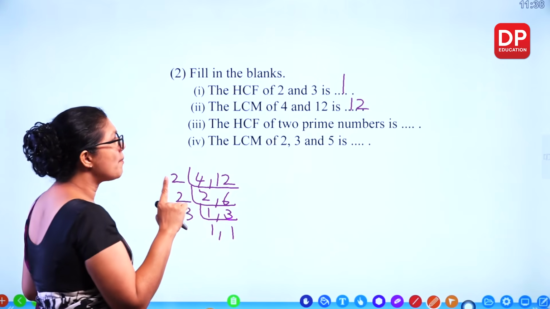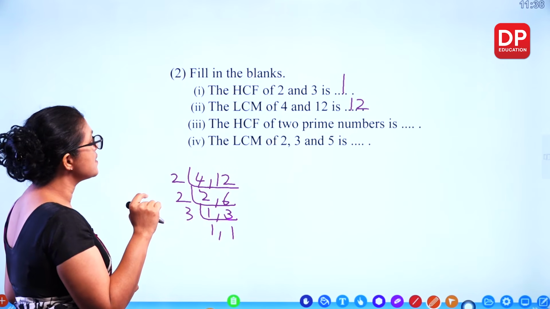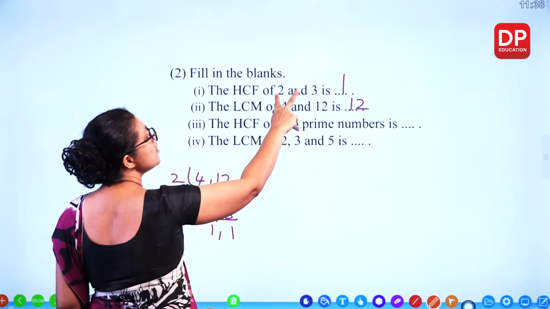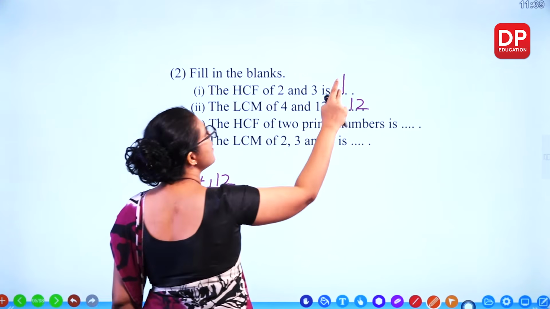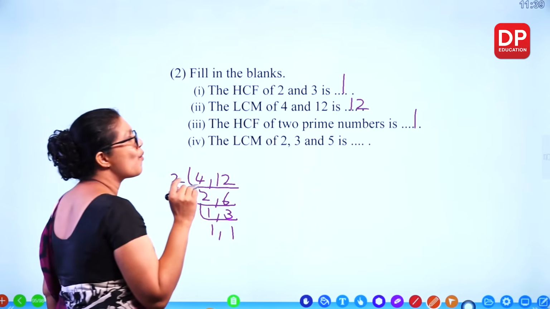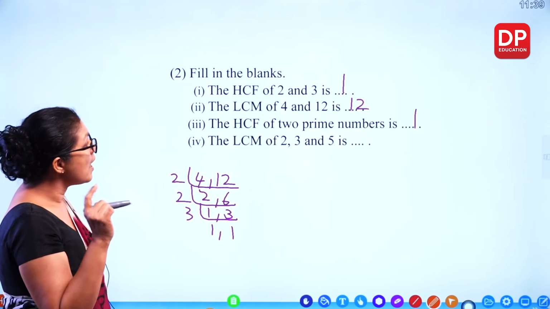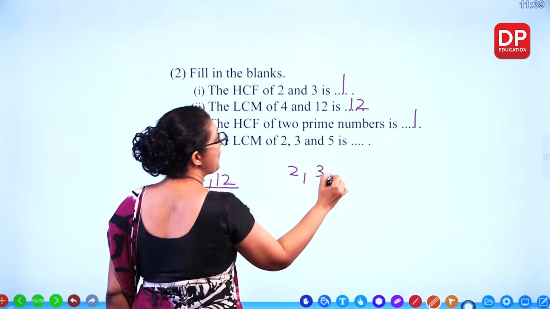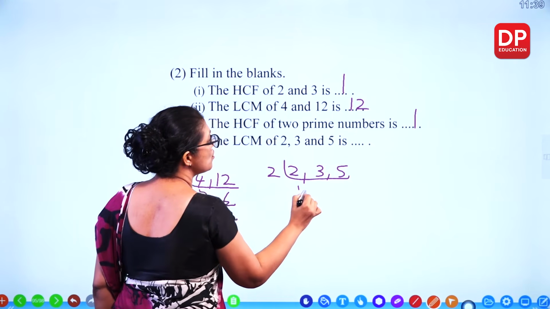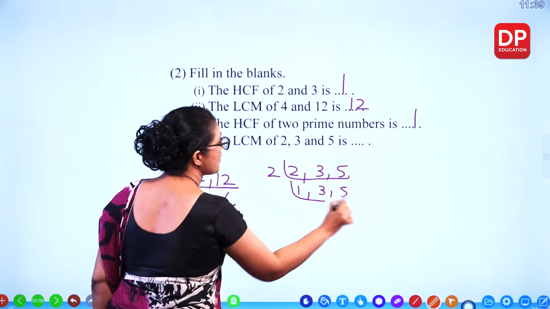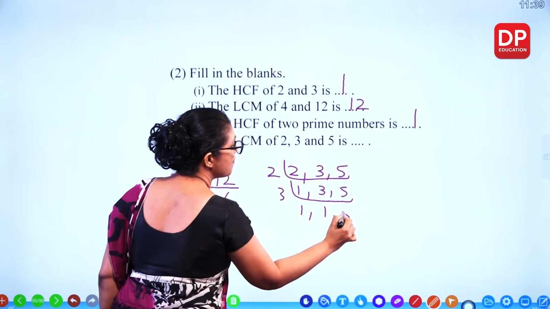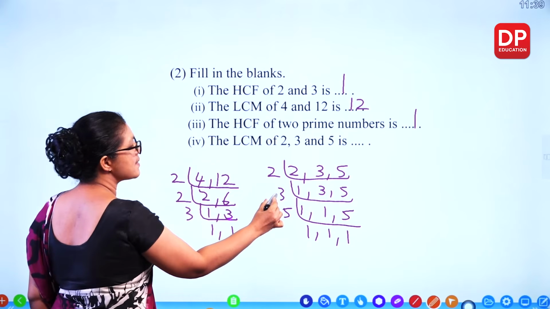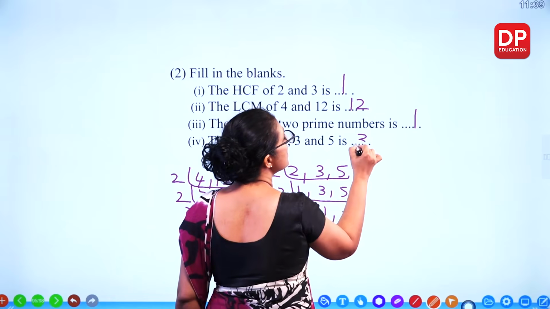The highest common factor of 2 prime numbers is 1. So like this, always when you get two prime numbers, the highest common factor is always 1. The lowest common multiple of 2, 3 and 5. 2, 3 and 5. 2 times 3, 6. 6 times 5, 30.